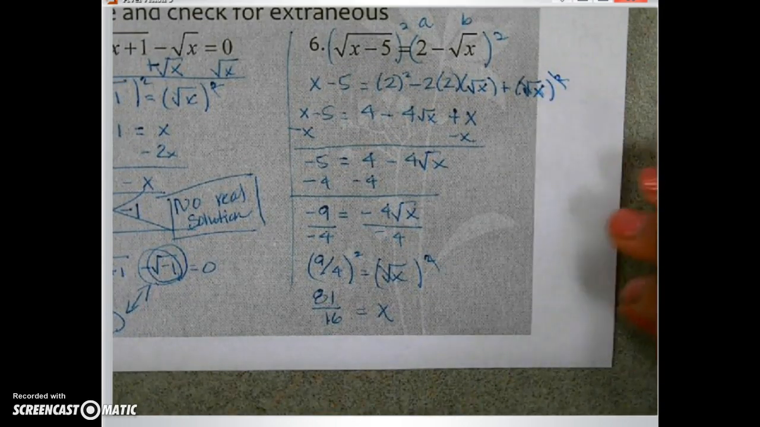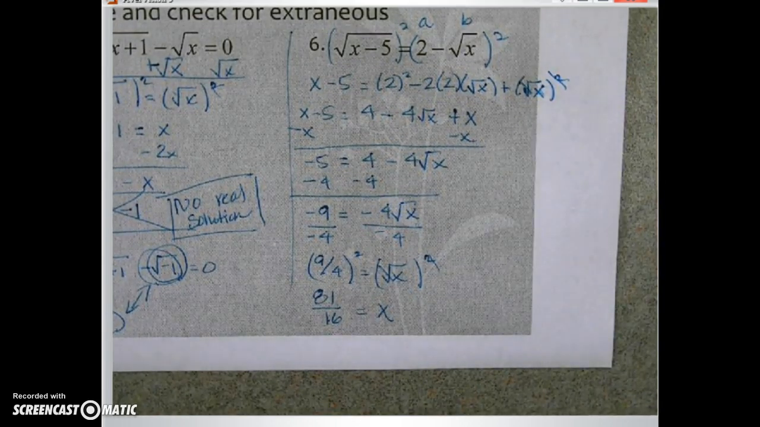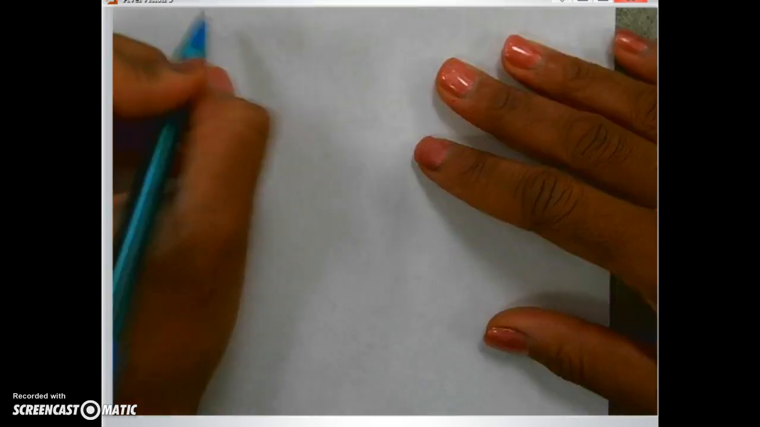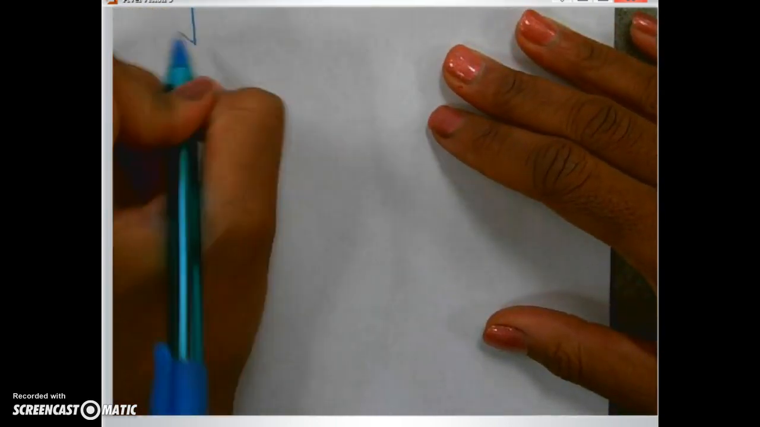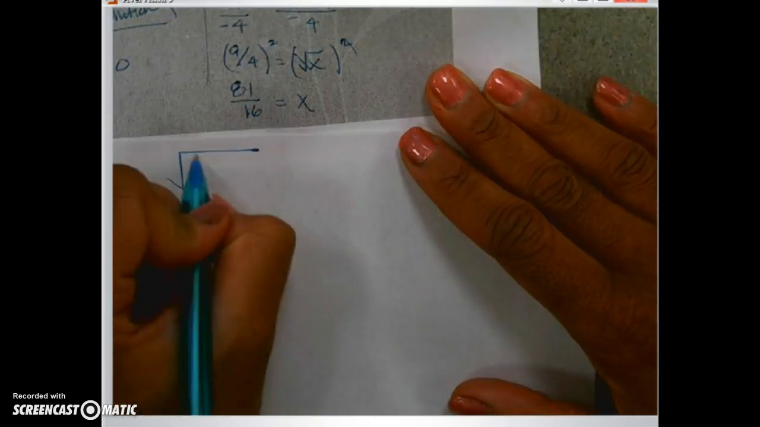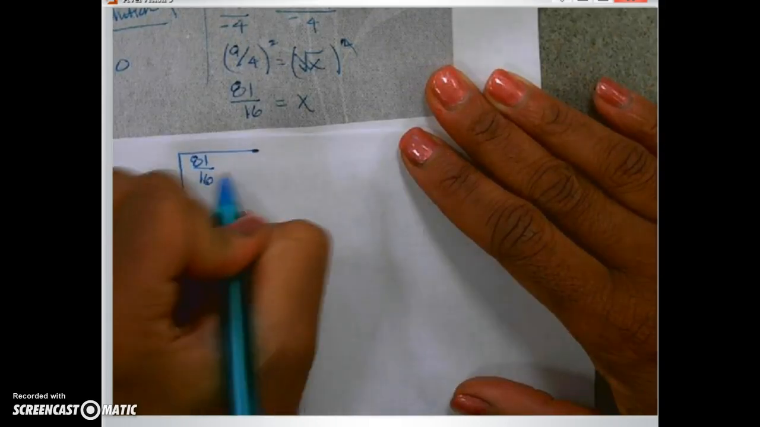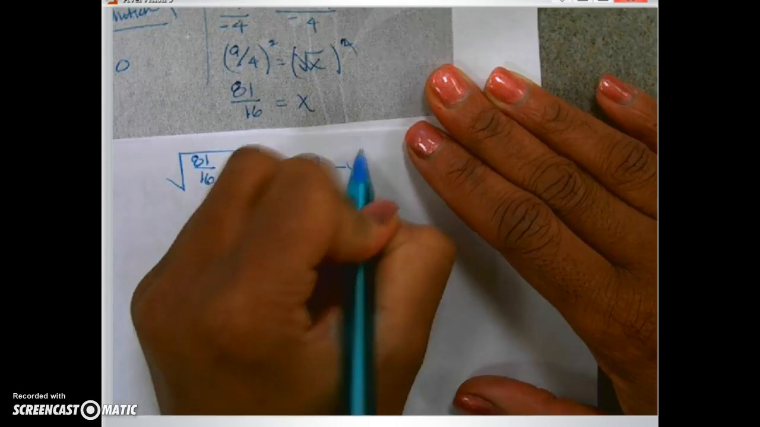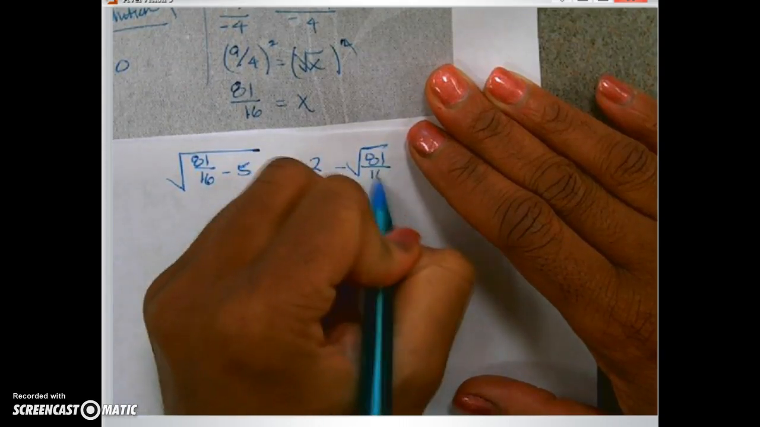Is it box worthy? I don't know. Let's check it and see. I, however, am out of space. I have kind of a hunch that you probably are as well. I also have a hunch that you're probably just going to watch me check this and not do it on your own, which is kind of whack. But plugging in that 81 over 16 into the original equation, I have 81 over 16 minus 5 equals 2 minus the square root of 81 over 16.